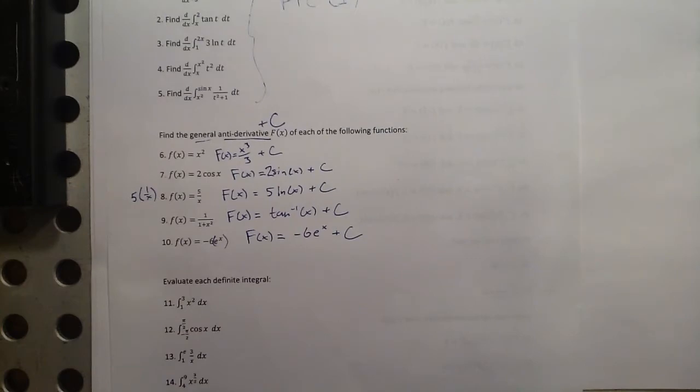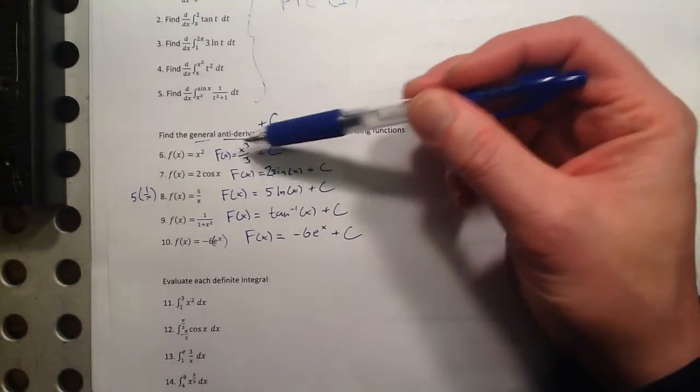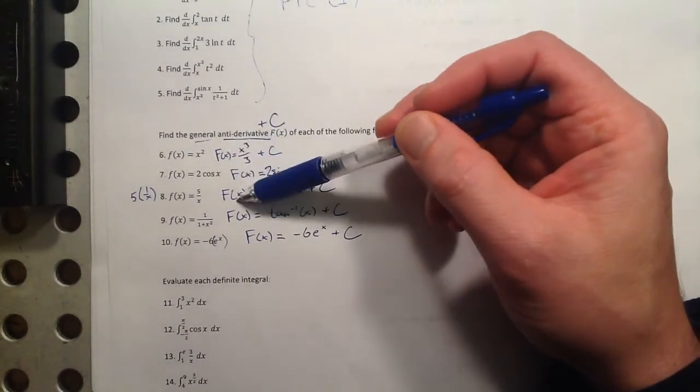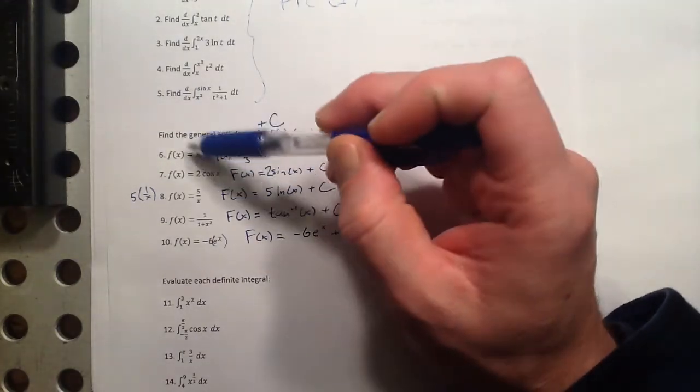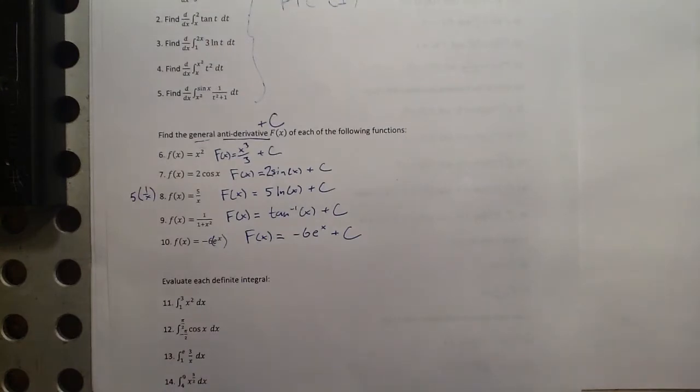So that's all we have to do there. We don't have any point on the antiderivative, so we can't solve for c here. We're just finding the general antiderivative.